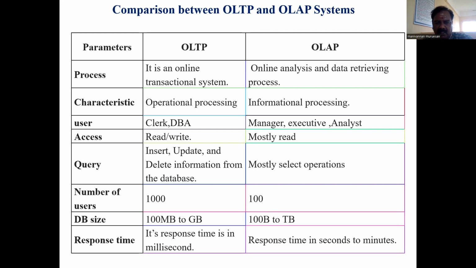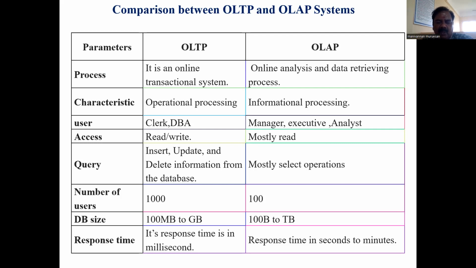What does access mean? OLTP is for read and write. Now OLAP is to analyze the business, so mostly they use read-only operations. Next, query. What queries are used? In OLTP: insert queries, update queries, and deleting information from the database. In OLAP, mostly they use select queries, only fetching the data.